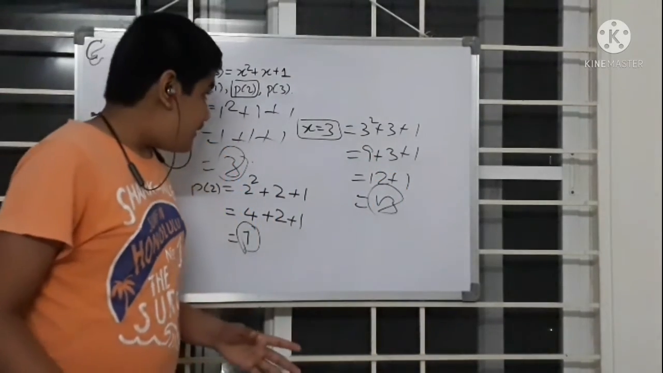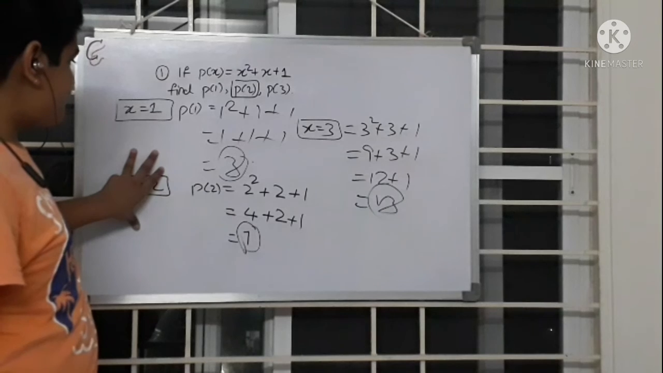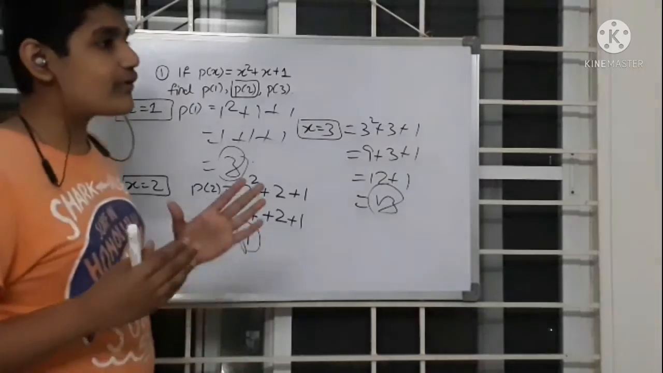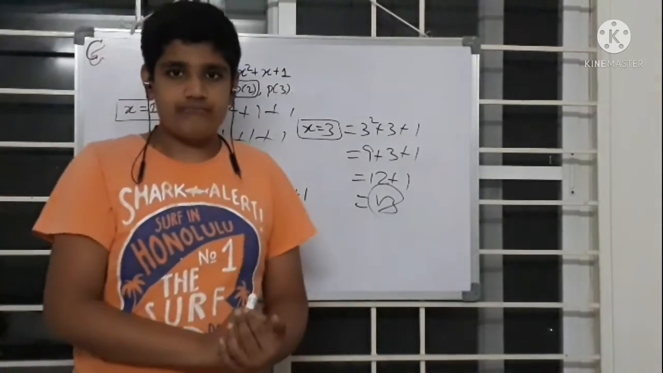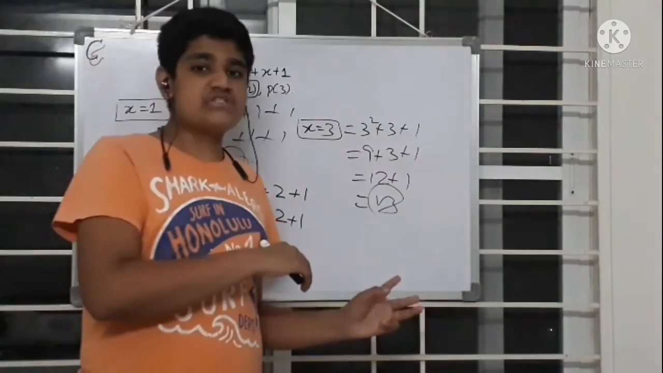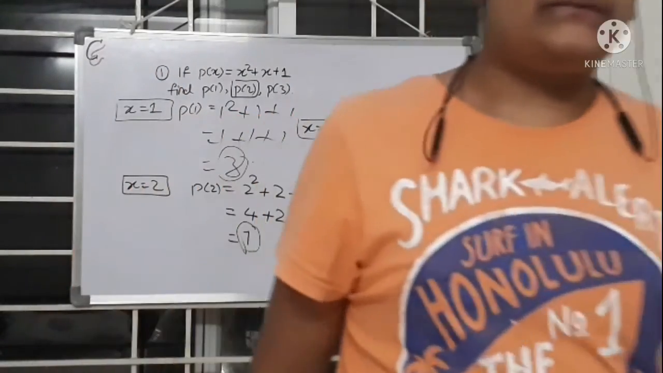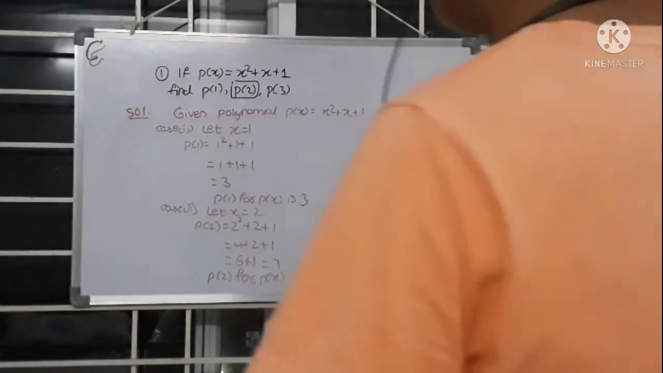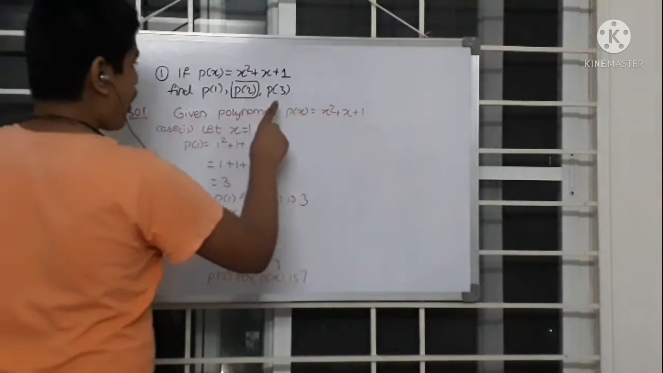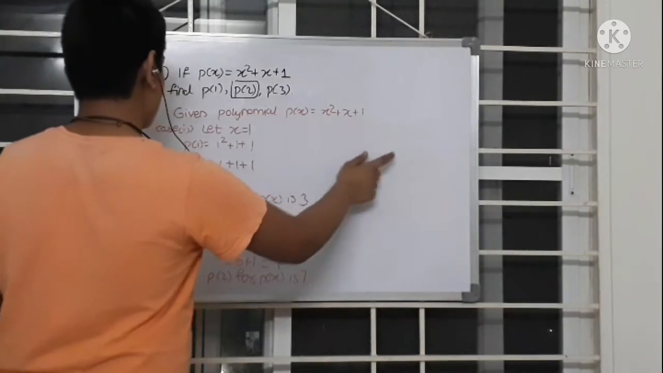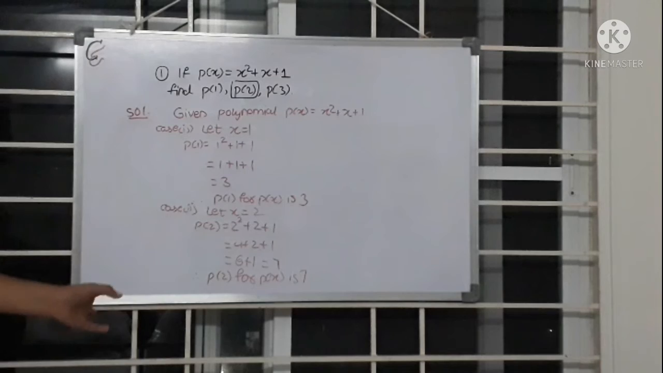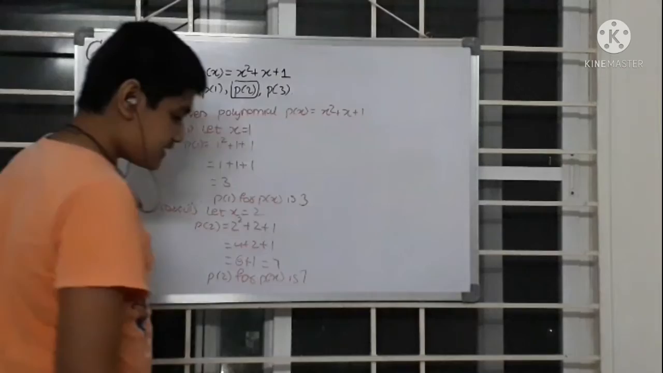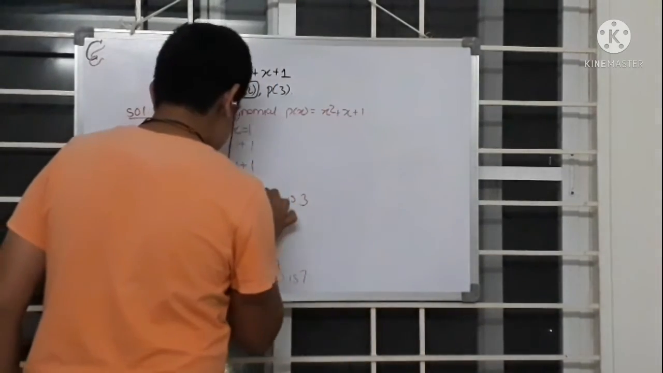Now, if you write in this way, you may not get marks in the exam, because you have to write the perfect procedure. So let me put the procedure on the board, you just see. This is the procedure that you have to follow. You have to write: solution, given polynomial p of x equals x square plus x plus 1. Case 1: let x equal 1. Case 2: let x equal 2. And a conclusion also for everything: p of 1 for p of x is 3, and don't forget to draw a box for the conclusion.